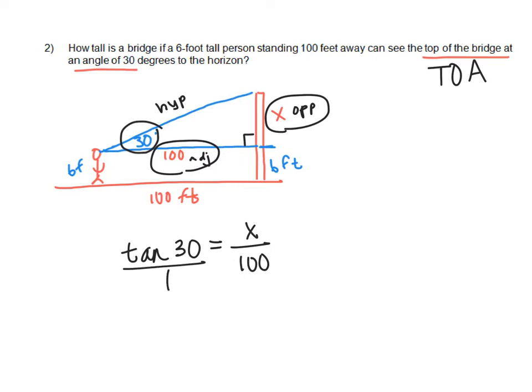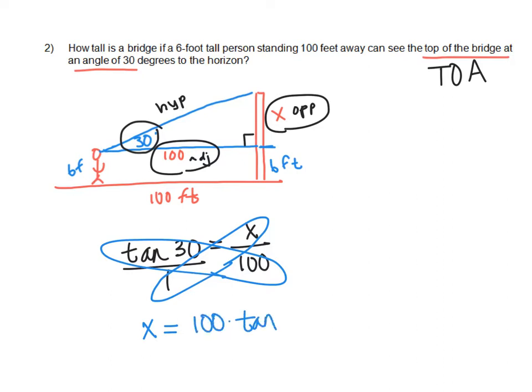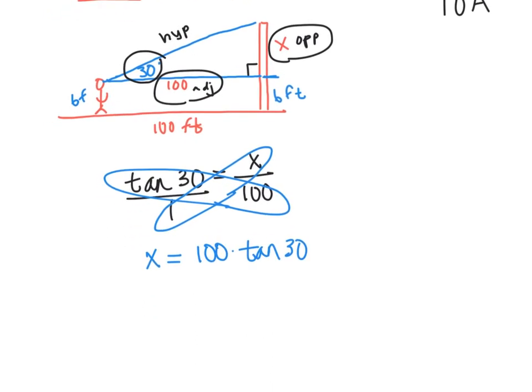Now to solve this, go ahead and make that a fraction so you can cross multiply. Start with the X. X times 1 is X is equal to 100 times the tangent of 30. And always put that number out in front of the sine, cosine, or tangent. So to solve this, all we have to do is figure out what the tangent of 30 is. So on your calculator, tangent of 30 rounded to 4 decimal places, 0.5773. And then we're going to take that and multiply it by 100.